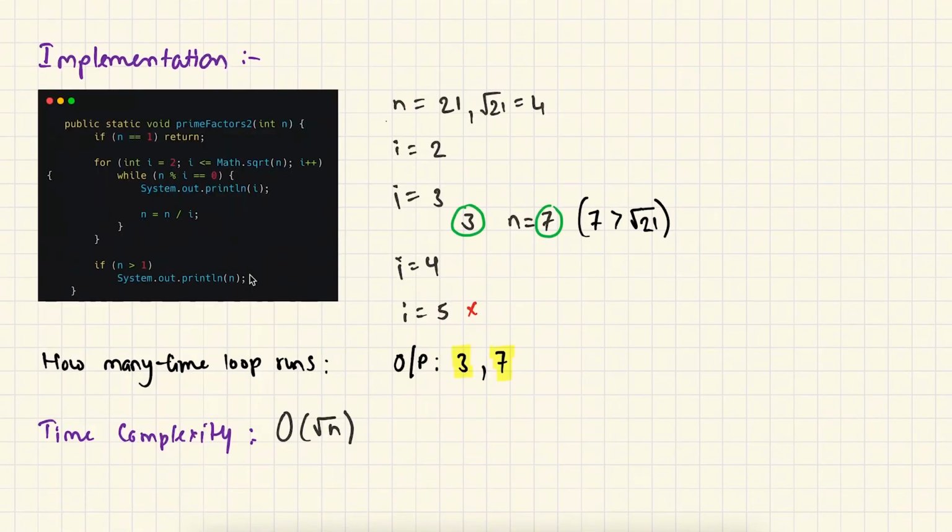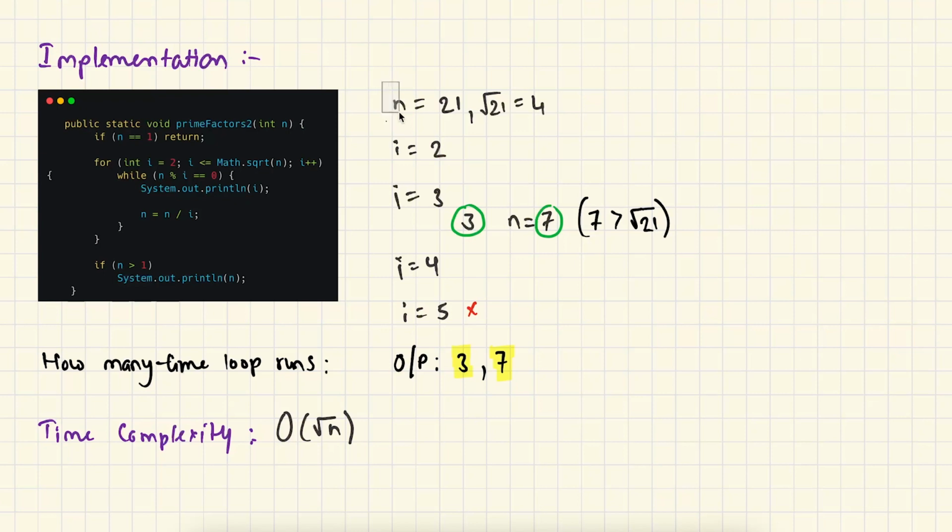In this implementation, I have simply replaced the n with the square root of n, and otherwise we are doing the same thing. And one more thing to notice here, that I am checking if n is greater than 1, just print n on the screen. I will explain this in a bit. And here I am dividing n by i every time. So what we are basically doing here is taking out multiples of 2 and then dividing n by 2 so that we get the remaining number, right?